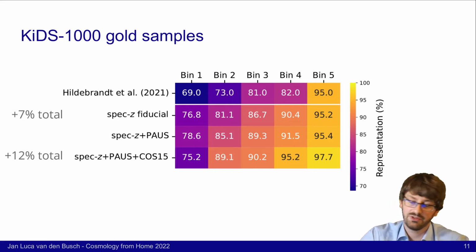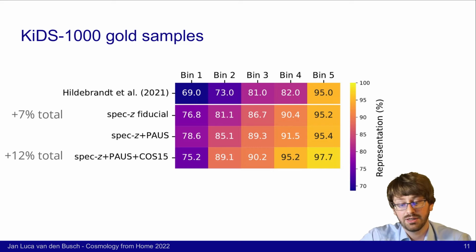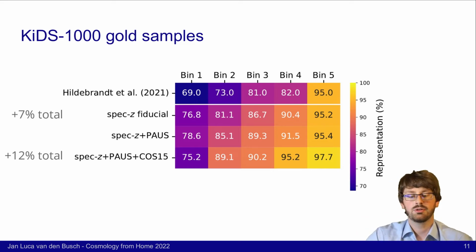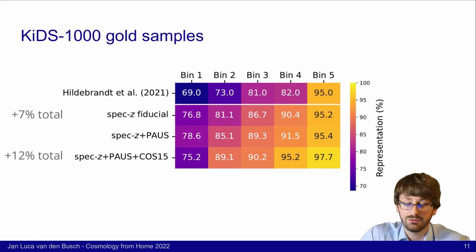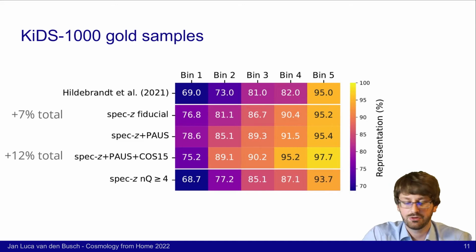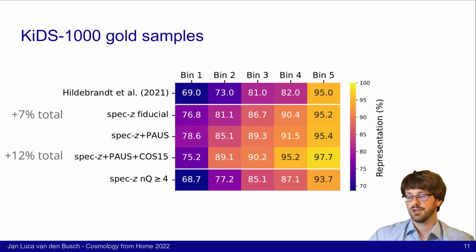then add the PAUS and COSMOS 15 data, that we first of all increase the gold sample size total by 7% and end up at a plus of 12%. And we see, as we add these additional data, we increase this representation fraction gradually in almost all bins until we reach almost 90% in bins 2, 3, 4 and 5 for our combined Spec-z, PAUS and COSMOS 15 sample. And then finally we have this highly reliable spectroscopic calibration sample, which is, as we see again, quite similar to the Hildebrand et al. calibration set.